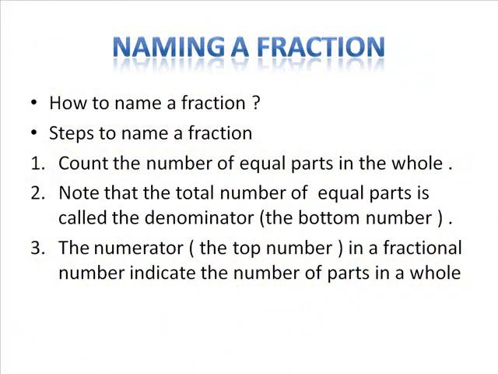How to name a fraction? Steps to name a fraction. Number 1. Count the number of equal parts in the whole. Number 2. Know that the total number of equal parts is called the denominator, the bottom number. Number 3. The numerator, the top number, in a fractional number indicates the number of parts in a whole.